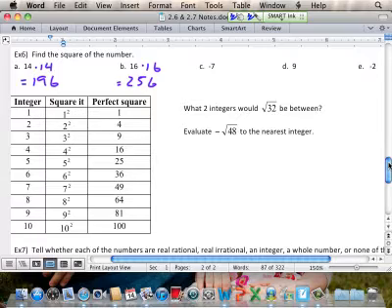Again, not going to expect you to necessarily be there right away, but the more we do this, the more comfortable you're going to get. Negative 7 times negative 7 is positive 49. 9 times 9 is 81. Negative 2 times negative 2 is positive 4.